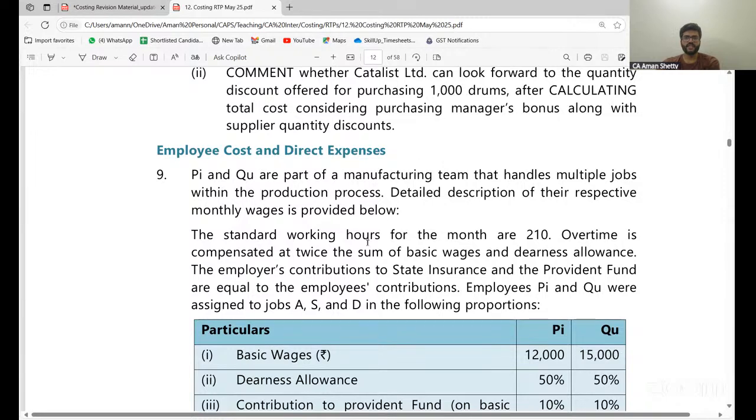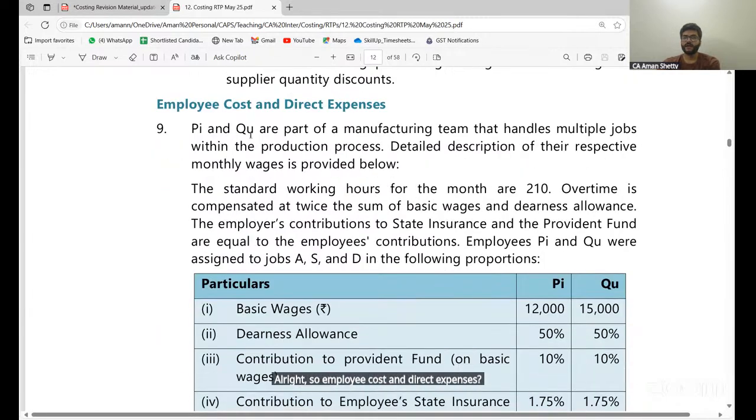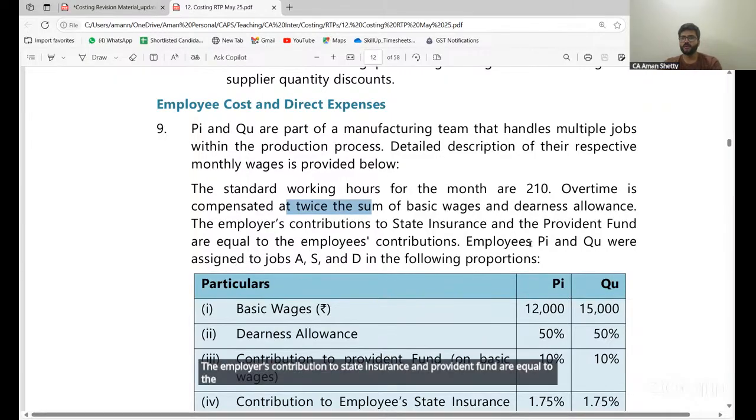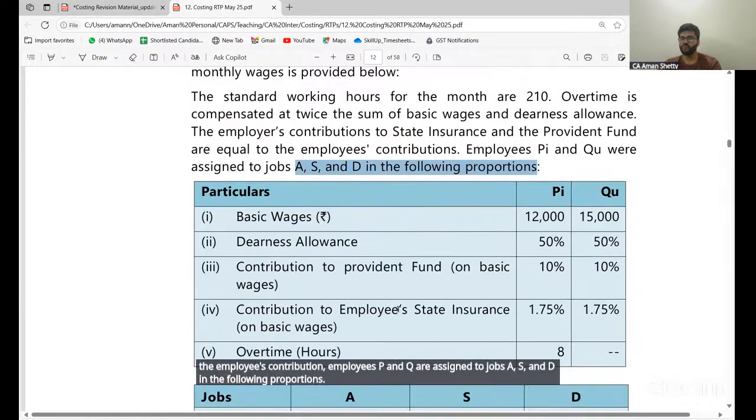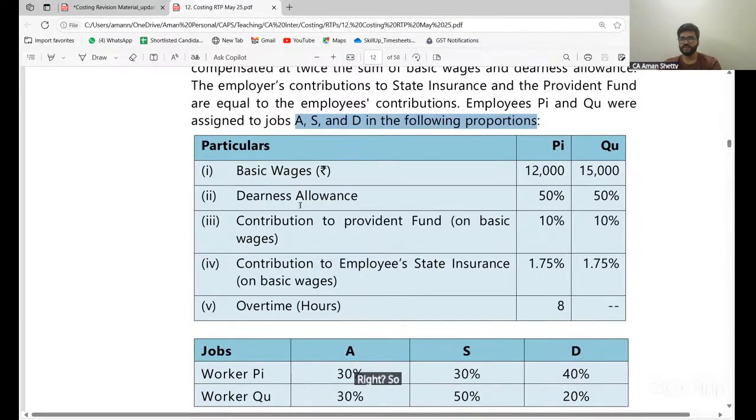All right, so employee cost and direct expenses. P and Q are part of the manufacturing team that handles multiple jobs within the production process. Detailed description of the respective monthly wages is provided below. The standard working hours for the month are 210. Overtime is compensated at twice the sum of the basic wages and dearness allowance. The employer's contributions to state insurance and provident fund are equal to the employee's contribution. Employees P and Q are assigned to jobs A, S, and D in the following proportions. So for P and Q, basic wages, dearness allowance, contribution to provident fund, employee state insurance, and overtime are given.